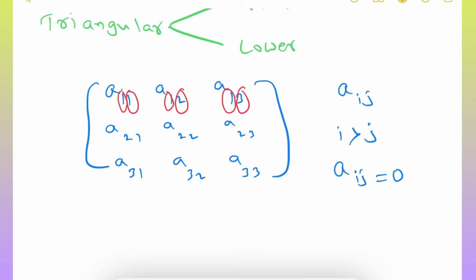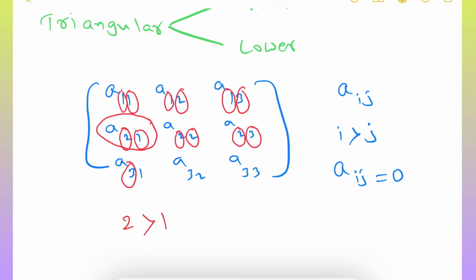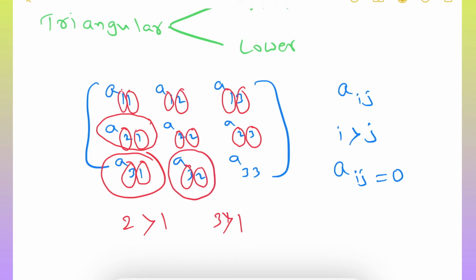1 is not greater than 3. Here i is 2, j is 1. 2 is greater than 1. So this element is correct. Next, i is 2, j is 2. Not greater. i is 2, j is 3. Not greater. i is 3, j is 1. 3 is greater than 1. So this element. 3 is greater than 2. So this element. These three elements compulsory should be zeros.